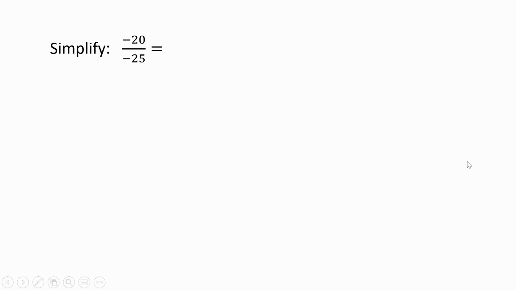Negative 20 over negative 25. So I'm going to pull the negative out front, make that a negative 1. Then I'm going to say, okay, what can I break these up into? I can't break them up into 2 or 3 or 4, but they each have a 5, right? So the negative 1s actually reduce, and the 5 reduces, and I'm left with 4 over 5.